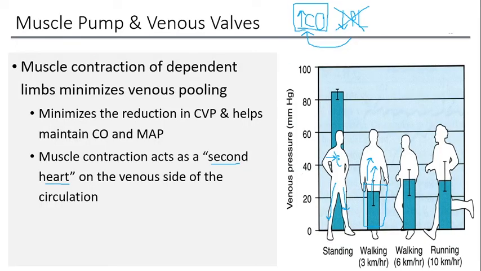So the contraction of the dependent limbs during that physical activity will minimize venous pooling. It minimizes the reductions in central venous pressure, the amount of blood heading back to the vena cava and the right atrium, and that increase in venous return is going to help to maintain cardiac output and mean arterial pressure during exercise. So again, the muscle contraction acts as a second heart on the venous side of the circulation, and as we increase exercise intensity, the more blood that is distributed back towards the heart.